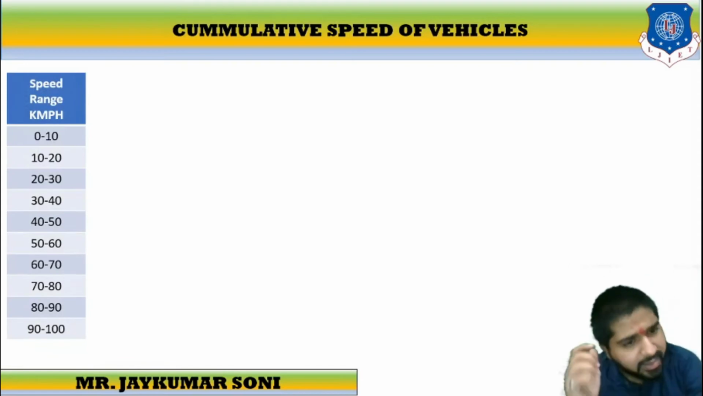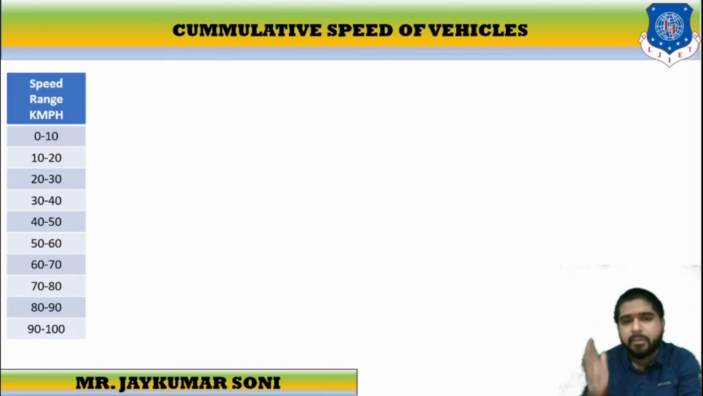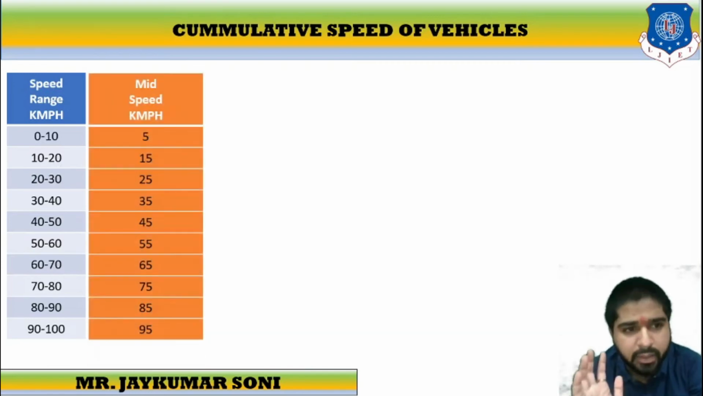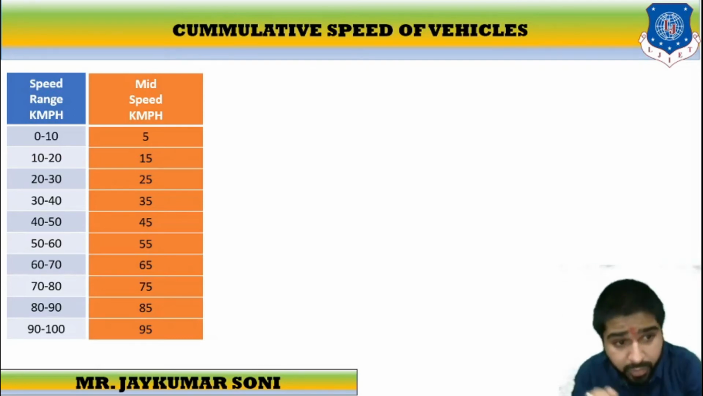So let us assume that we want to calculate the various kinds of speed. This is the speed range: 0 to 10 kmph, 10 to 20 kmph, 20 to 30, and up to 90 to 100. What I will do is calculate the mid speed, meaning the mean: (0+10)/2, (10+20)/2, (20+30)/2, (30+40)/2, and I will get the values as 5, 15, 25, 35 up to 95.